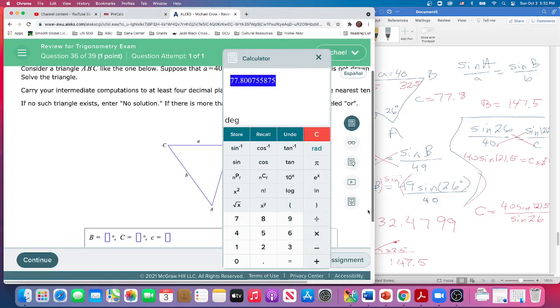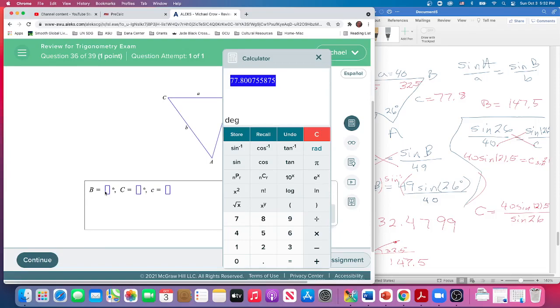We will come back and take a look at if there's another option. So B was 32.5, angle C was 121.5, and little c was 77.8.